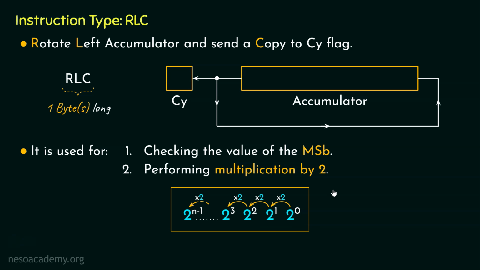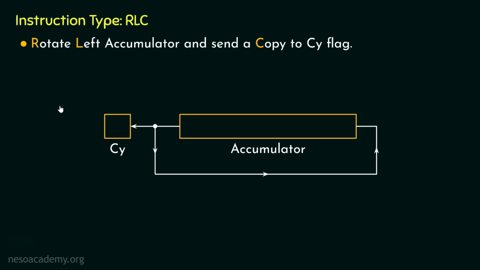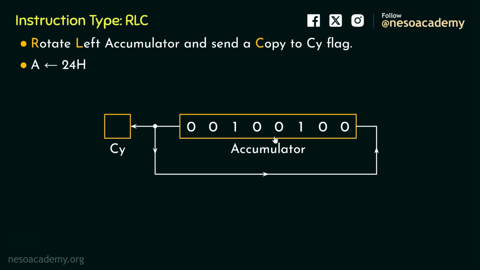So in order to perform multiplication by 2 raised to the power n, all we have to do is execute the instruction RLC n times. Let me now show you a practical illustration. Say within the accumulator we have got the value 24H. Now the 4-bit binary of 2 is 0010. What about the 4-bit binary of 4? It is 0100. Now within the accumulator we have got the hexadecimal value 24.